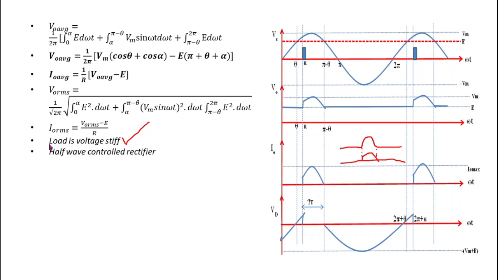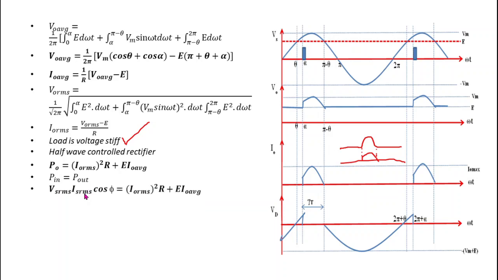So it is a half wave controlled rectifier. Here output power P naught is given by I naught RMS square into R plus E into I average. But if the load has some inductance in it, then we get output power P naught equal to V naught average into I naught average always. Here the load is a voltage step, and for a current step load P naught is given by V naught average into I naught average. Now input power is equal to output power because the thyristor is lossless.